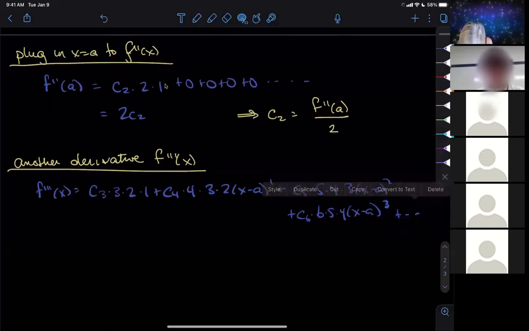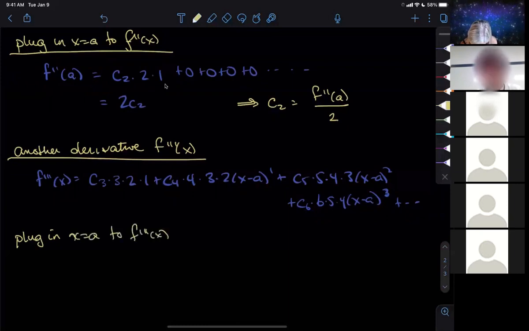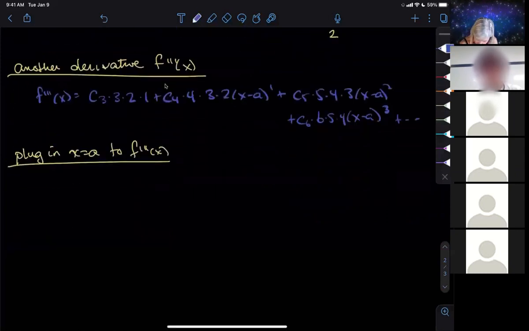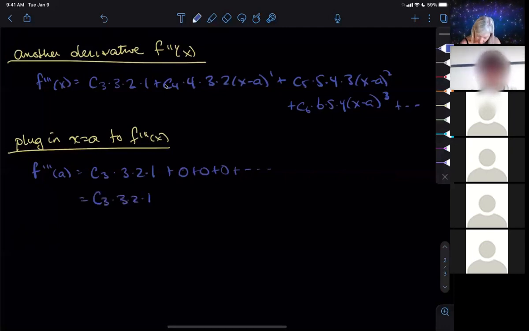Let's put all those together. Okay, so same old thing, plug in a to the third derivative. So f triple prime at a, that's going to be C3 times 3 times 2 times 1, plus, just like before, everybody else is 0. A bunch of zeros. So that's going to be C3 times 3 times 2 times 1.